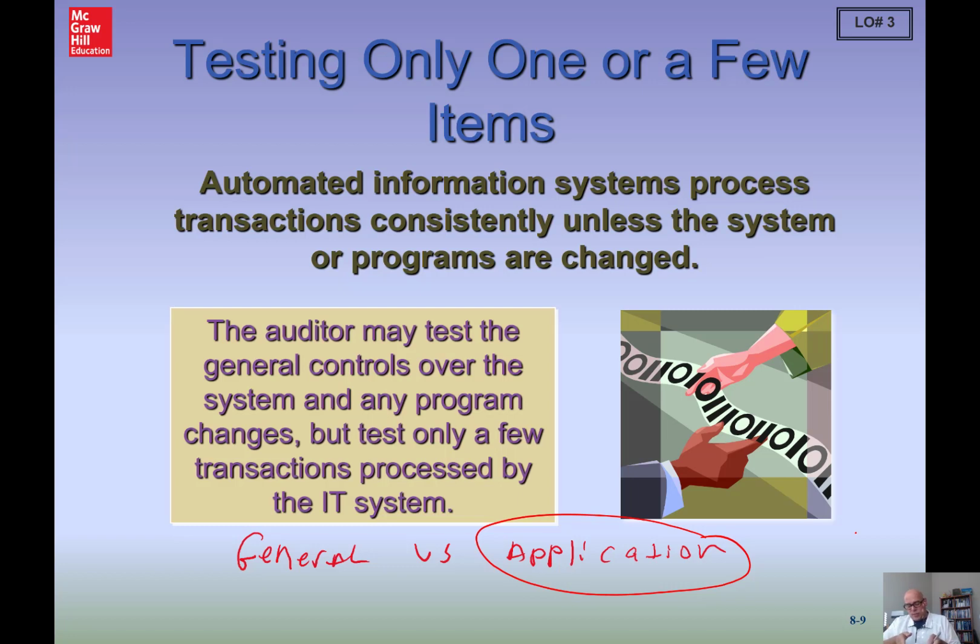Now, when you get into application controls, which might have dollar limits over different types of transactions, etc., then again, you may want to sample some of those without having to go through and test every single application control. Remember, we said that we first look at the general controls, right? We want to make sure that those are having the appropriate effectiveness. Otherwise, the application controls become almost irrelevant, okay? First the general controls, then the application controls. And we could use sampling over the application controls.